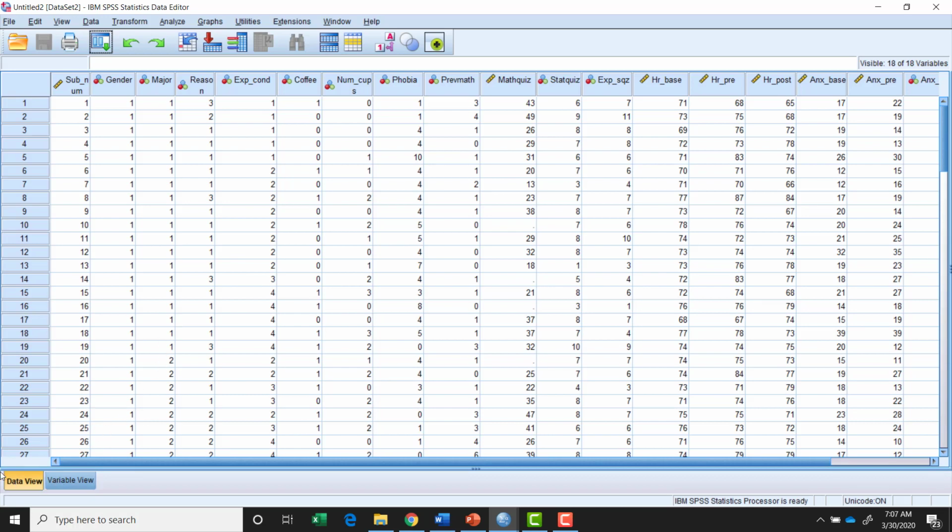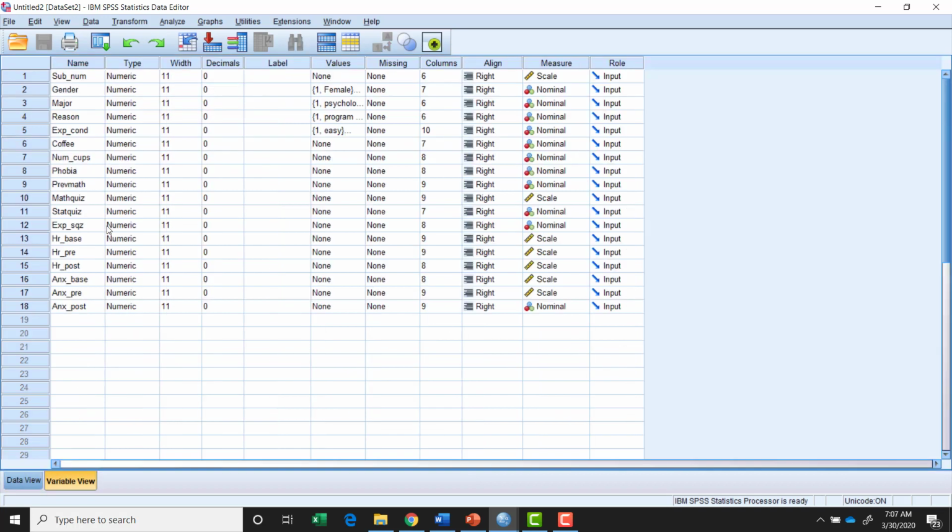So you have two views. You have the data view, and if you notice, this is a lot like an Excel spreadsheet. You've got your variables along the top, and then for each item, each of these items is a student, you have entries for every one of these variables. This is the data view. The second view is the variable view, and it tells you a little bit about these different variables.